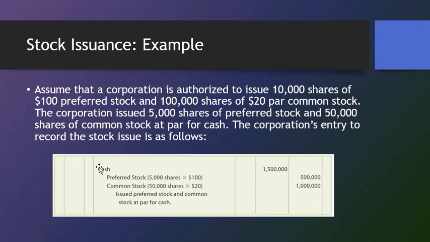So we debit cash for the total received. We are going to credit preferred stock. That's 5,000 shares times the $100 because, again, the investors actually paid par value. And the common stock is going to be the 50,000 shares that were issued times the $20 par value of that common stock. So debit cash, and the credit goes to preferred stock and common stock for the respective amounts. Now remember, because these are equity accounts, the credits here increase those accounts.